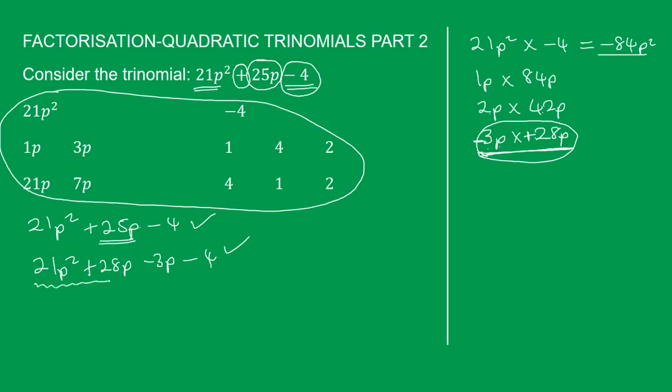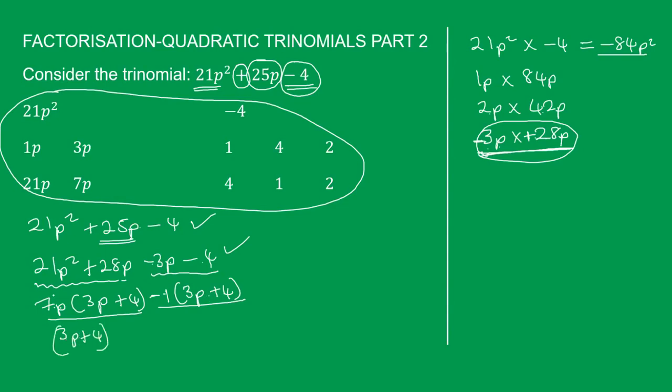And then we factorize by grouping in pairs. The first pair, the common factor there is 7p, factor out 7p. 21p squared divided by 7p, that is 3p, positive 28p divided by 7p, that is positive 4. Right, we factorize the first pair, we come to the second pair now, we can factor out negative 1. Negative 3p divided by negative 1 is positive 3p, negative 4 divided by negative 1 is positive 4. Now we have two terms here with a common bracket. We can factor out this common bracket, which is 3p plus 4, okay?